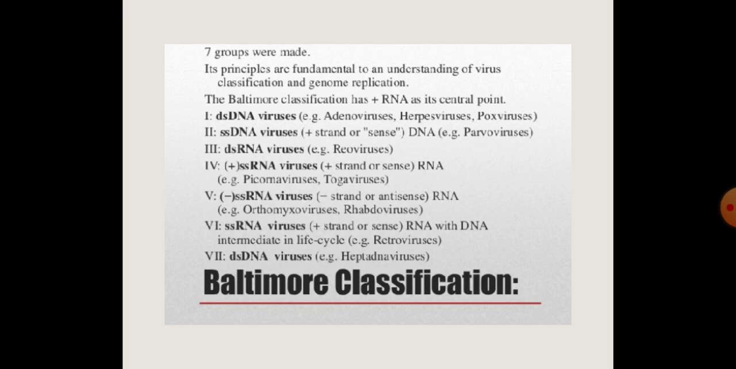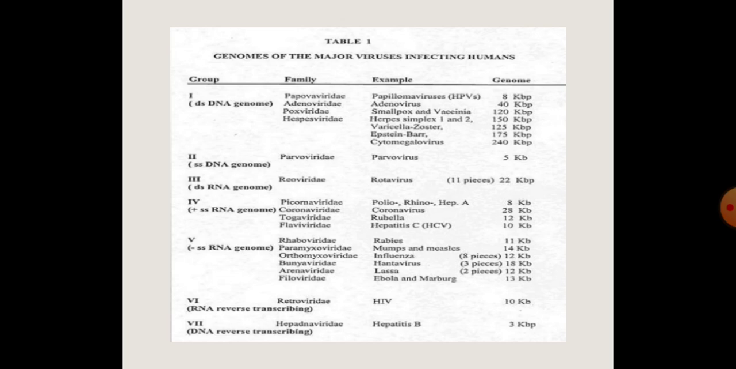The sixth is single-stranded RNA viruses where the strand may be plus sense RNA with an intermediate life cycle, that is, retroviruses. The seventh is double-stranded DNA viruses with an RNA intermediate, for example hepadnavirus. So Baltimore classified the viruses into seven types.